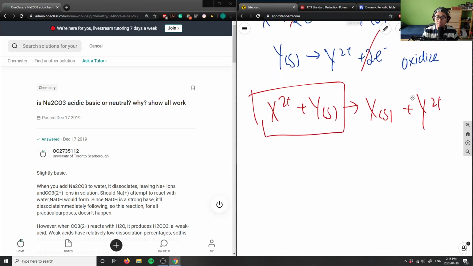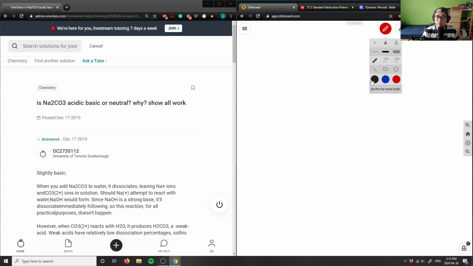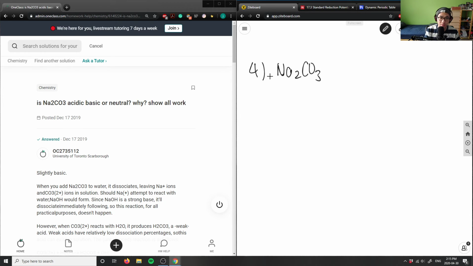Okay, number 3 done. Let's look at number 4 here. It's asking, is sodium carbonate acidic or neutral? Why? Show all work here. So, is Na2CO3 acid, base, or neutral?